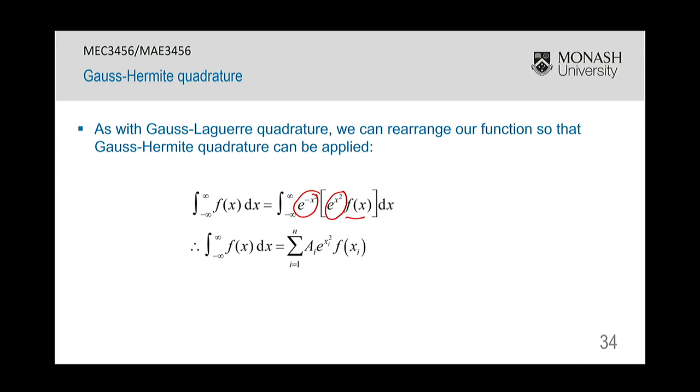And if we churn through this, we see that our integral from minus infinity to infinity is just equal to the sum of the quadrature points of our weights times e to the xi squared, that comes from there, times the function values evaluated at xi. So Gauss-Hermite you can use to do indefinite integrals over the entire real line.